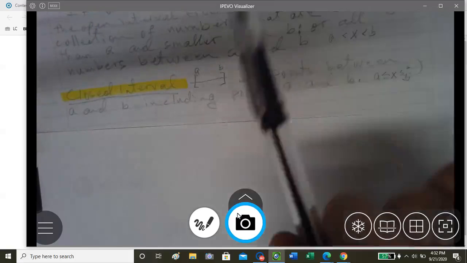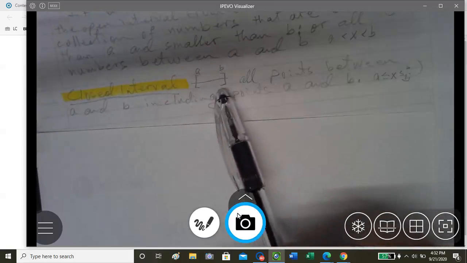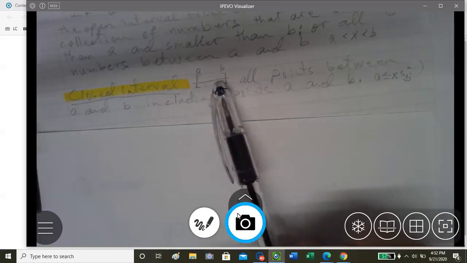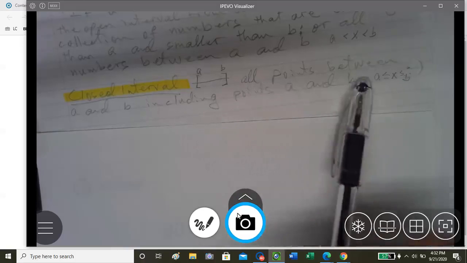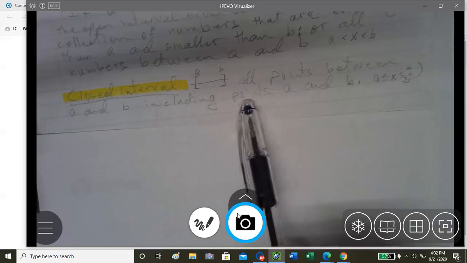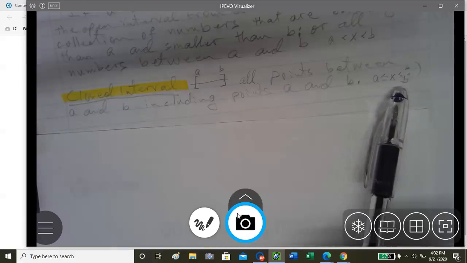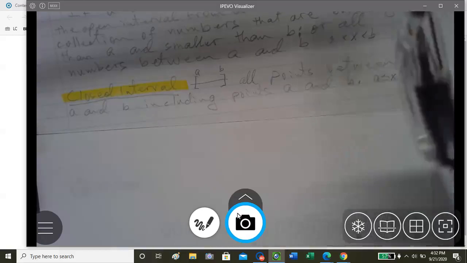Closed interval, you have a closed bracket on a and a closed bracket on b, and all numbers in between are in the solution or part of the set. All points between a and b, including a and b, where x is greater than or equal to a and x is less than or equal to b.